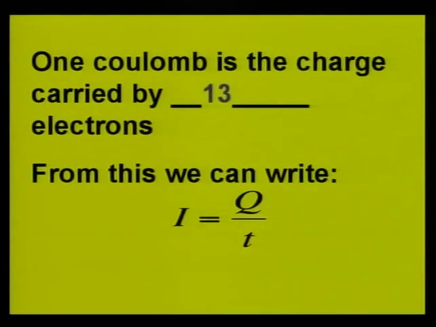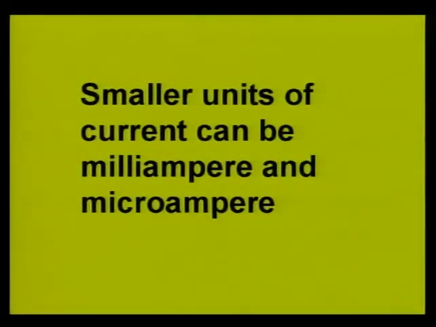The last and final one: the smaller units of current can be milliampere and also microampere. Those are the smaller units of current. You can use those units to measure electric current.